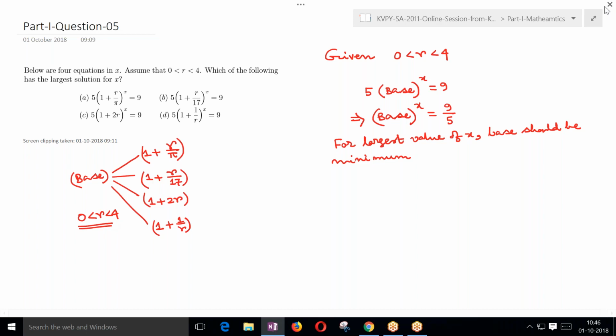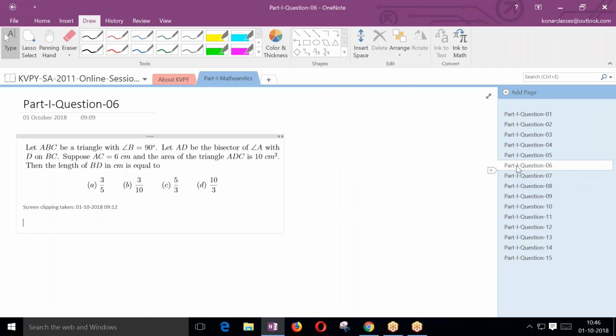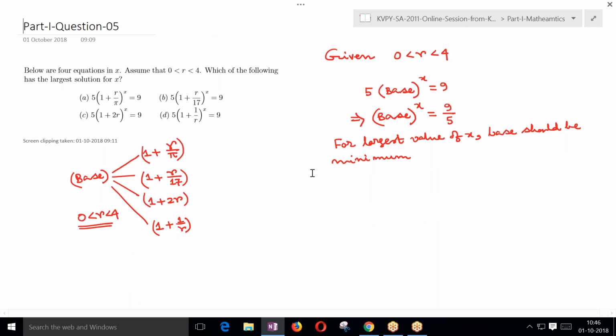So with this, I would like to conclude for today's class. Sir, I have a question. Yes, please ask. Why did we write 5 into base in question 5? Okay, good question. If you look into all the 4 options, we see a pattern. What is the pattern? The pattern is that 5 into something power x is equal to 9, isn't it? Now let's read the question.